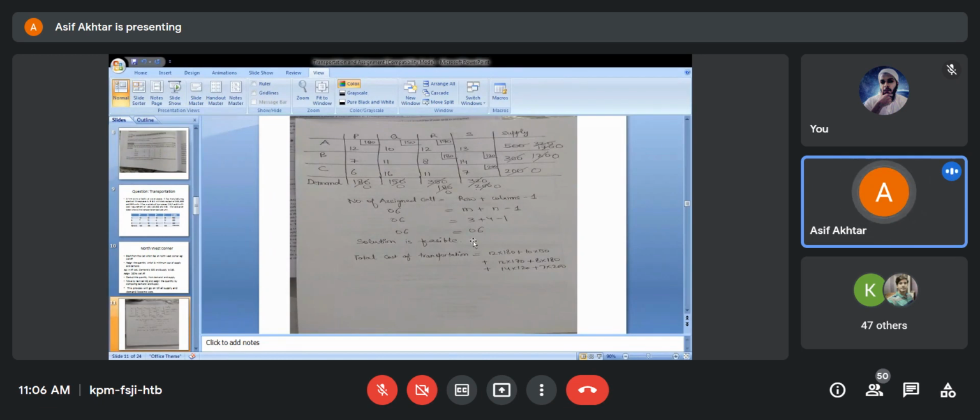Last line. What is the final answer? What is the initial feasible solution? The initial feasible solution is the total cost of transportation. How do we get it? The total cost of transportation is 12 into 180 plus 10 into 150 plus 12 into 170, and so on. You multiply the quantity with the cost of the assigned cell and you will get the figure.